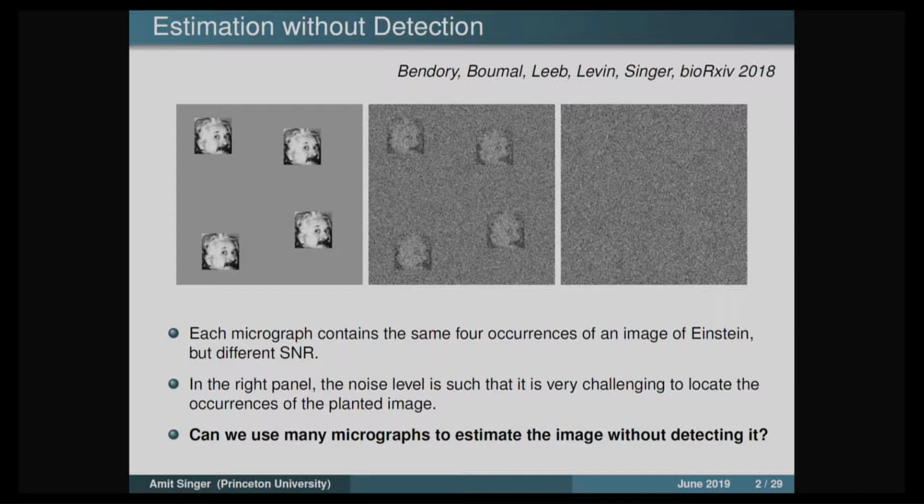By the way, this is such a high noise level that even if you knew the image, let's say Leo is an oracle and he knows that it's an image of Einstein, if you tried to just find the picture inside, you would not be able to do it, because the correlation will be too stochastic.